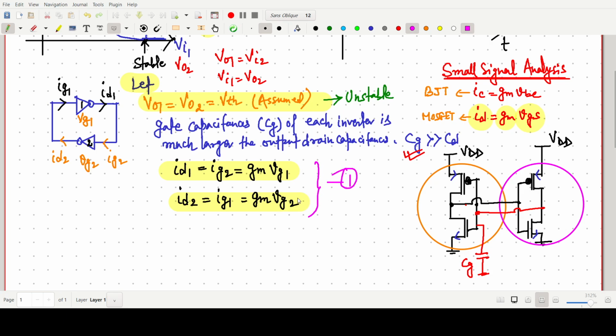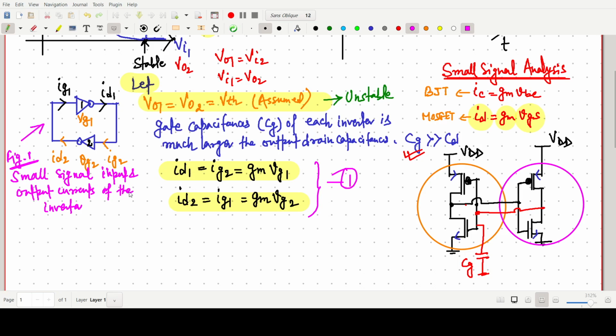I am assuming that this is our equation number. Now next, this one we can say is the small signal input and output currents of the inverter. This figure corresponds to the small signal input and output currents of the inverter. Say I am saying this figure one.